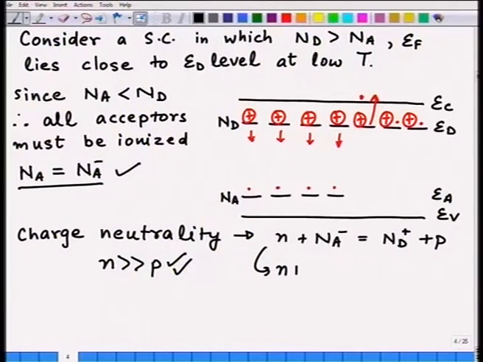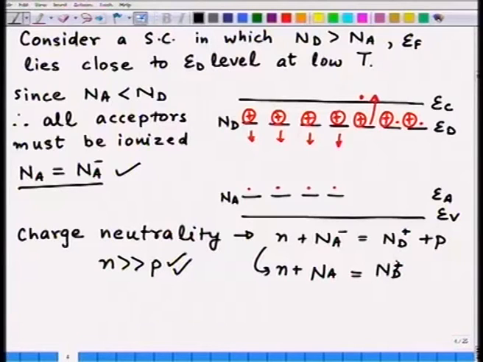So if that is so, then I will write this expression as N plus Na. I will replace Na minus by Na, equal to Nd plus, and I will drop this P in favor of Nd plus. Anyway, Nd plus, you can imagine, is on the order of 10 to the power 16 or 10 to the power 17 per centimeter cube. This quantity Nd is large, and therefore P will be a small number in comparison. All right. Now let us substitute this.